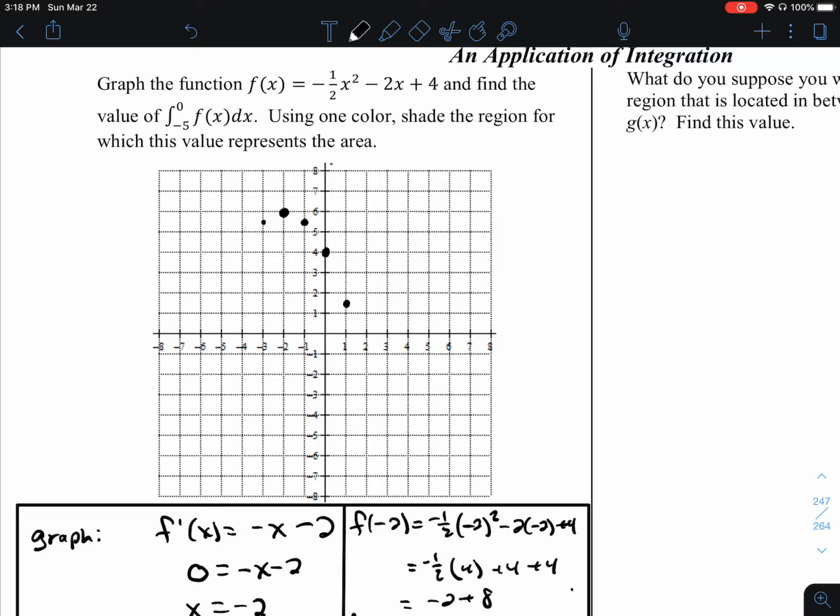Repeat these dots on the left because there's some symmetry involved in a parabola. I can go one more, I guess. If I go to the right 4, 4 squared is 16. But since there's a half, I'm going to go down 8. So our graph looks something like this.